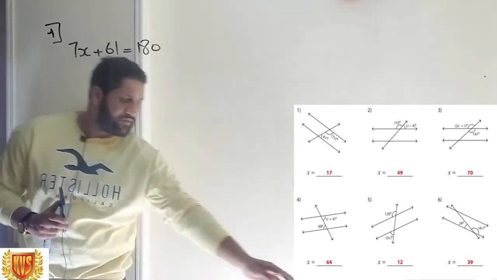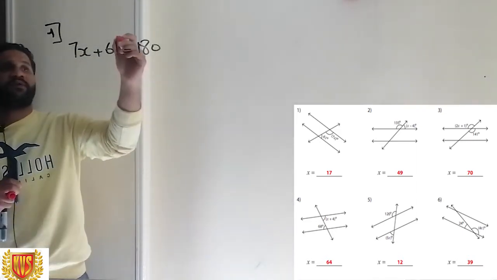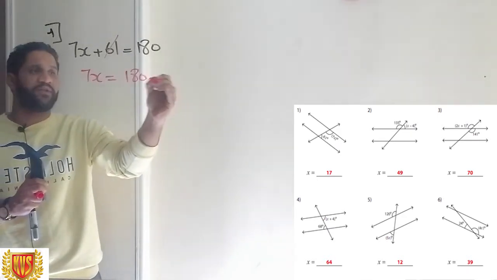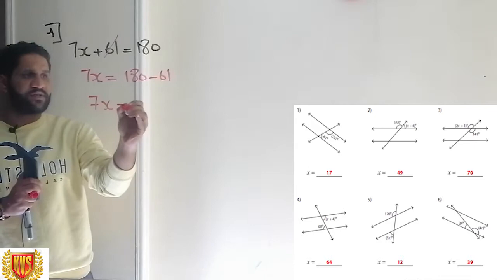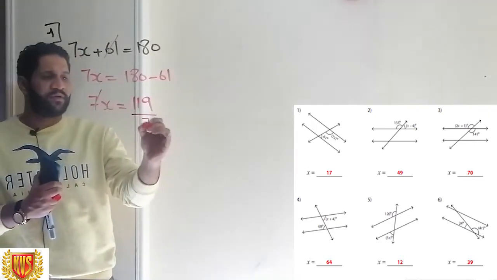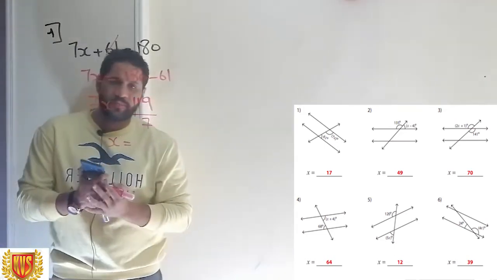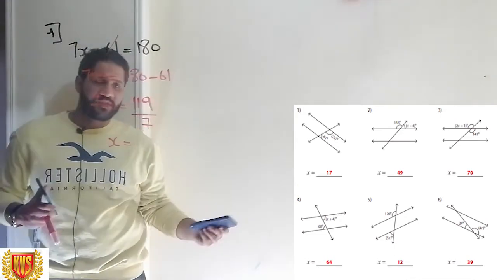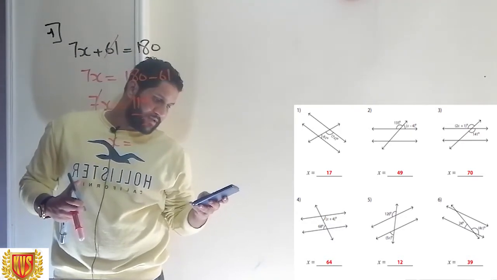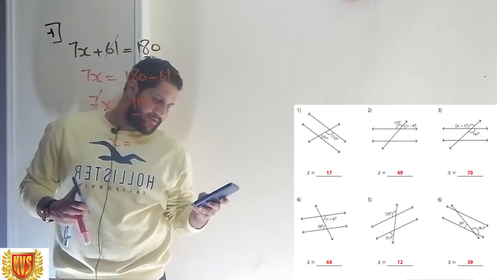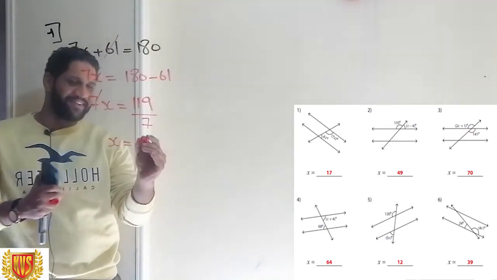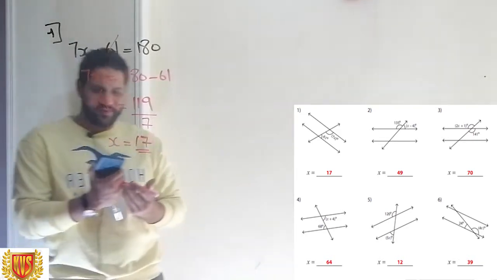How can I find the value of x? By taking the 61 to the other side by the opposite operation. So 7x equals 180 minus 61. So 7x is equal to 119, over 7. X is equal to, you may use calculators of course, but I think it's 18. Let's check. Maybe wrong, maybe right. It's 17. I'm wrong. It's 17, yes. So that means that x equals 17.